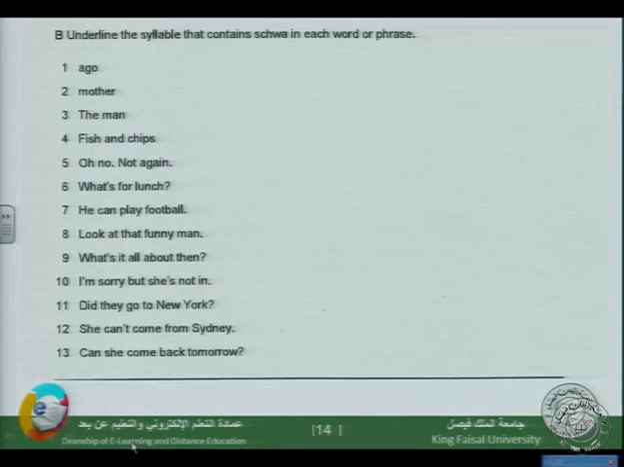And here we have the syllabification and the stress. You remember the rules we have talked about, the stress and the intonation a lot, maybe in two classes, and we have covered more than 10 rules for the stress. Can you imagine that? Do you remember the suffixes and the prefixes? We have talked about and explained the meaning and the function of each one, and how each prefix and suffix affects the syllables and the stress of each word. So here we need to underline the syllables that contain schwa in each word or phrase, like ago, mother. This is schwa, you remember schwa, this is how it looks. So ago is written like this.